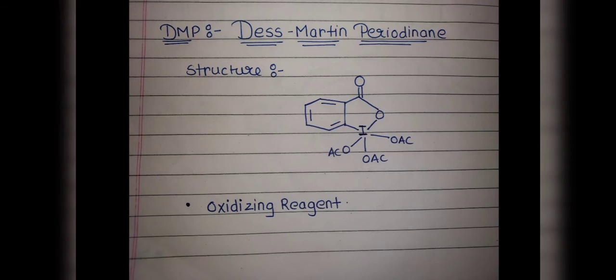In this video, we are discussing another reagent from organic chemistry, that's the Des-Martin periodinane reagent. This reagent is an oxidizing reagent. You can see here the structure of this reagent.